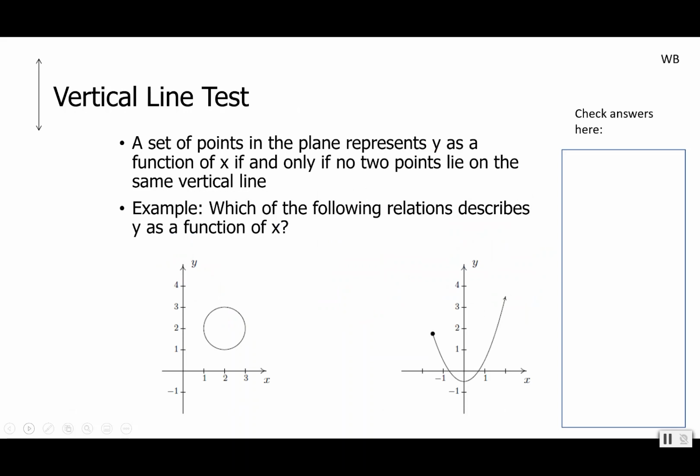So this is for you to try. Please pause and I'll go over the answer in just a moment. In this first one, it fails the vertical line test. It is not a function. The second one, no matter where we draw a vertical line, it passes through at most 1 point, so this one is a function.